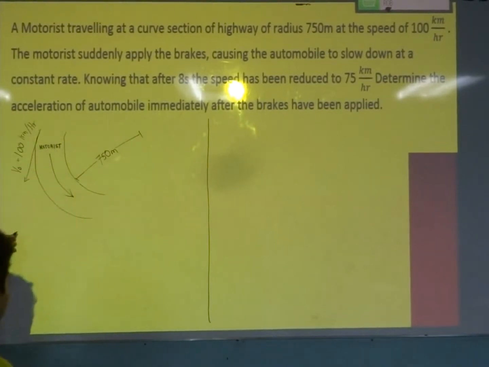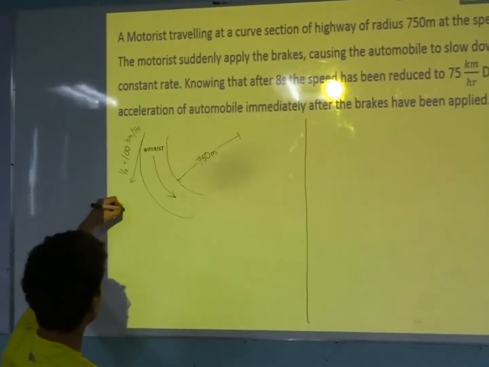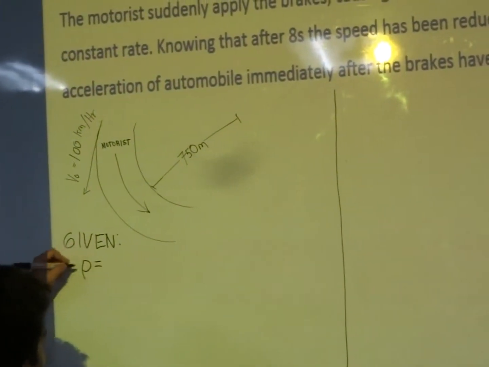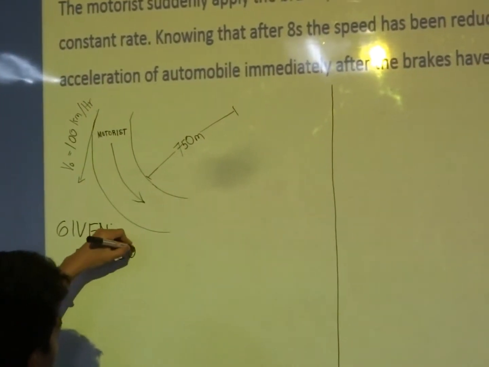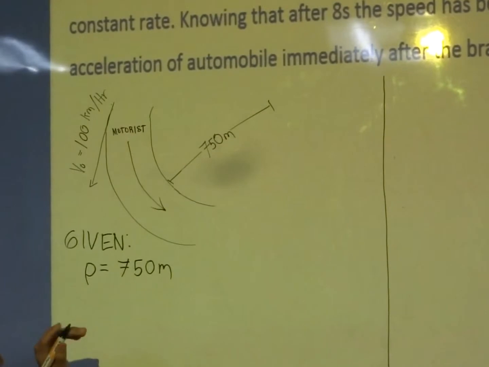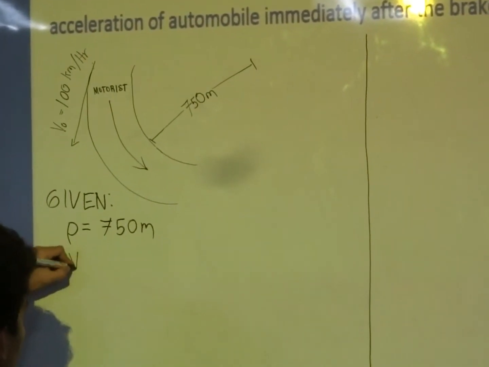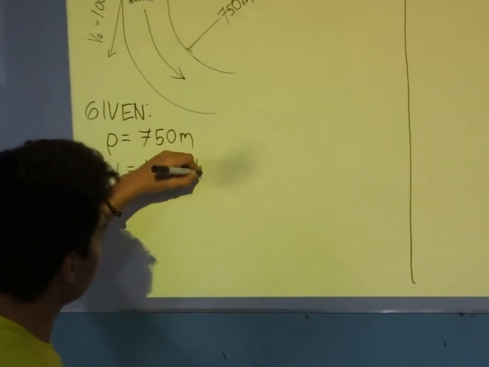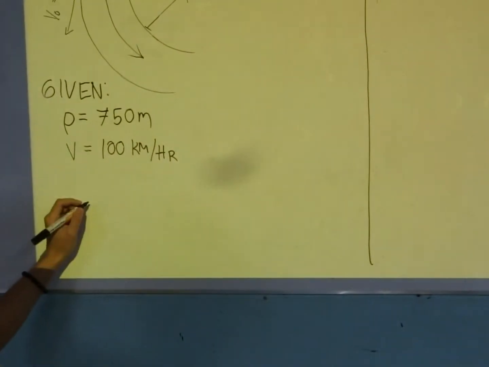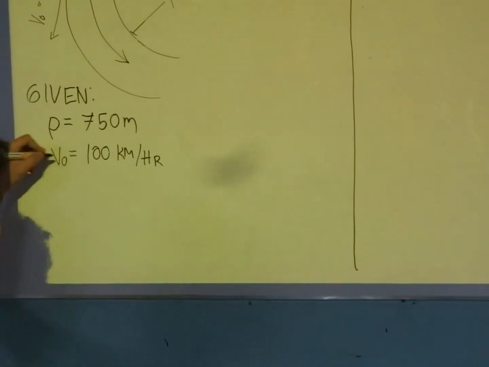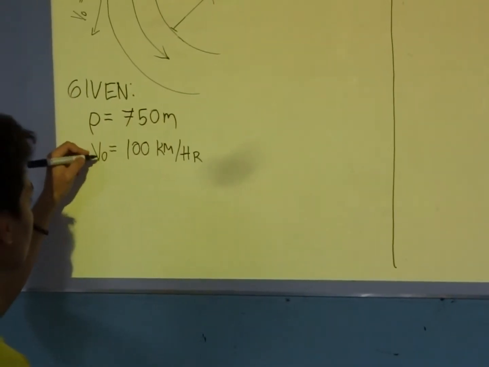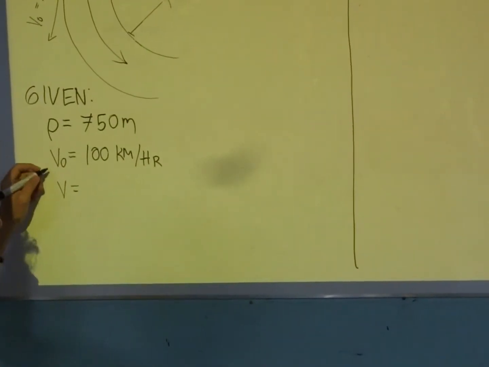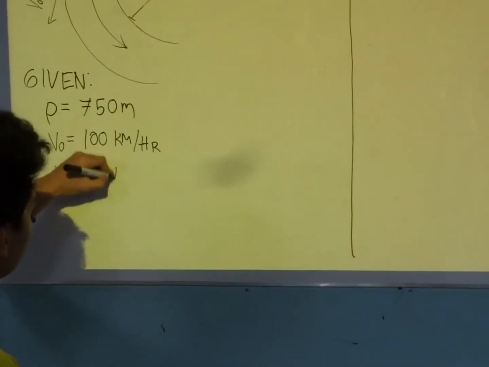Given that, we have our radius of curvature equal to 750 meters, and the speed, which is equal to 100 kilometers per hour. Take note, it's our initial speed, initial velocity. We'll mark it with v0. And we have an instantaneous velocity after the brakes have been applied, which is 75 kilometers per hour.